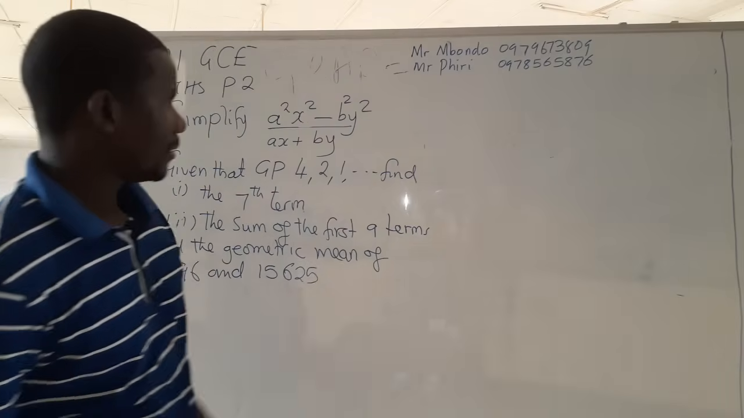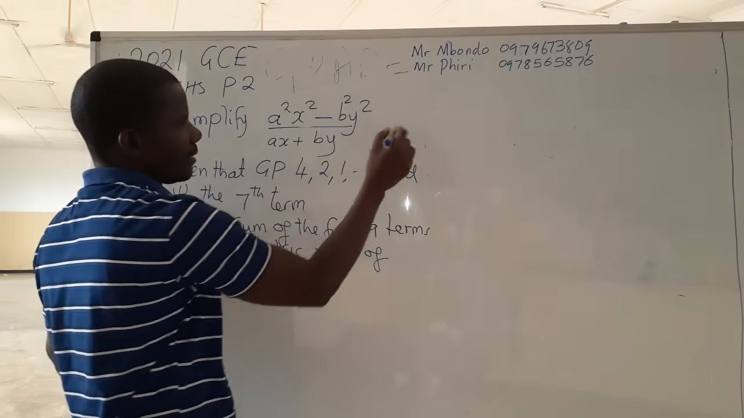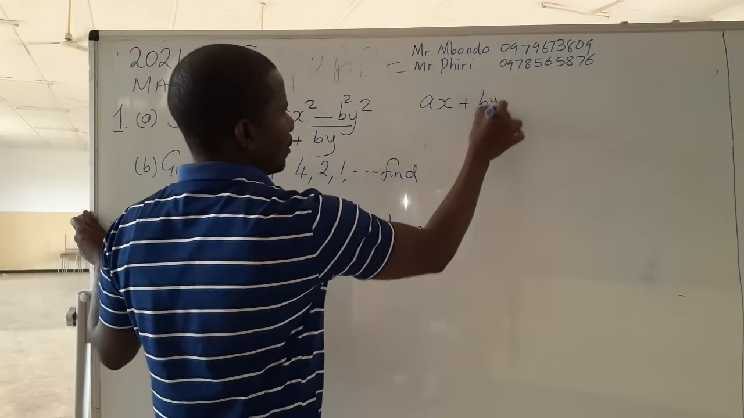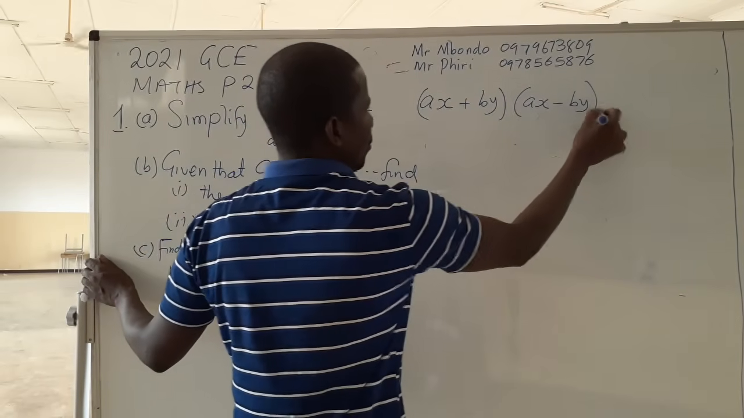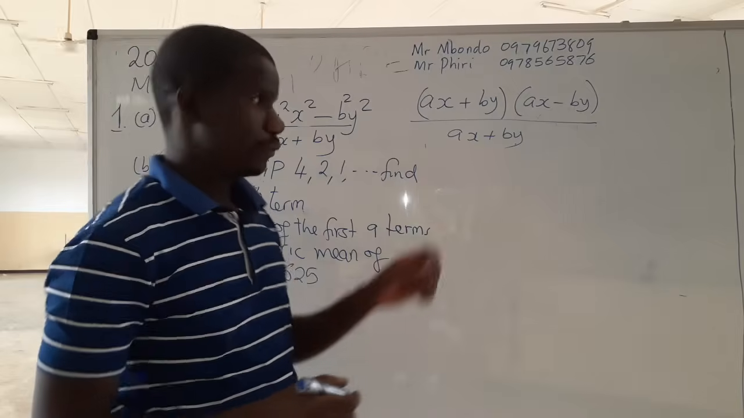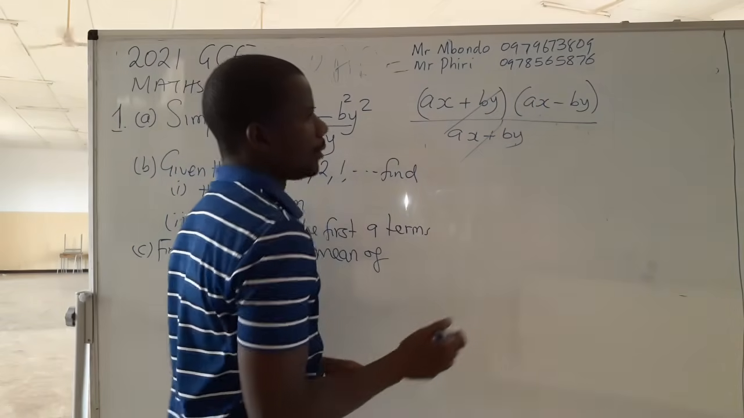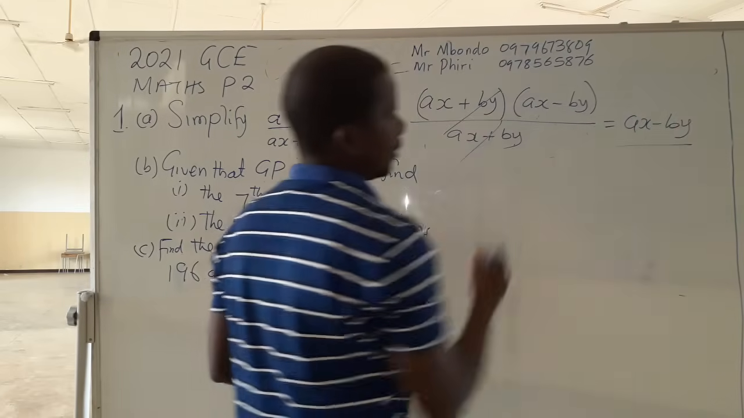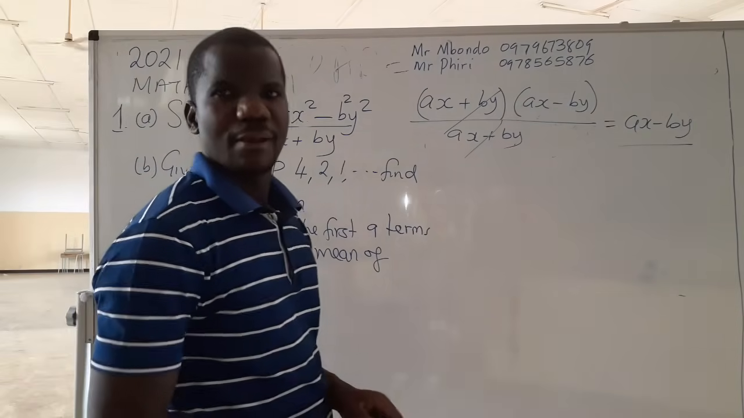So we can start with the first question. To simplify this one, we need to factorize the first part. How do we factorize it? We use a difference of two squares, isn't it? We use a difference of two squares to factorize the numerator. And then you discover that this and that cancel, so we have this is what is going to be our answer. Is that clear? Yes.